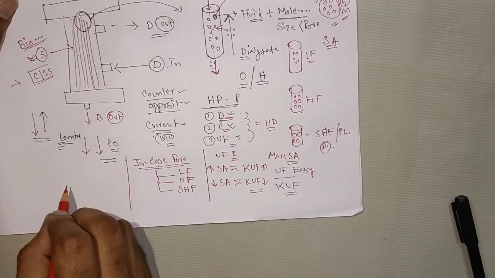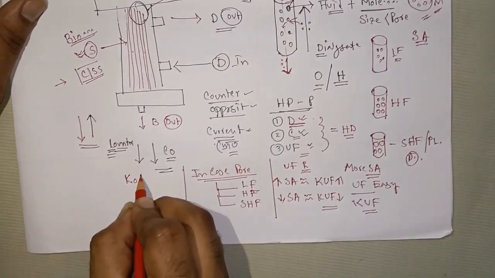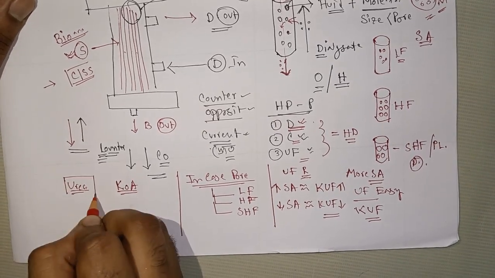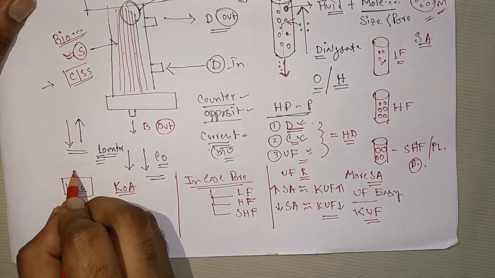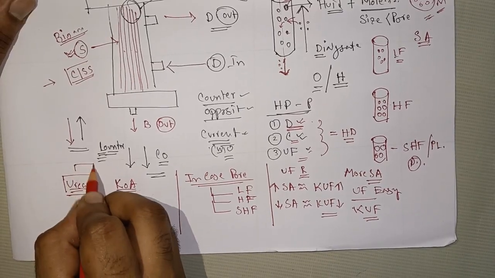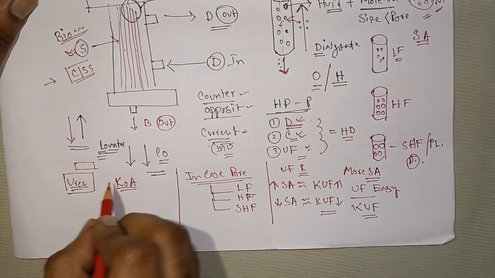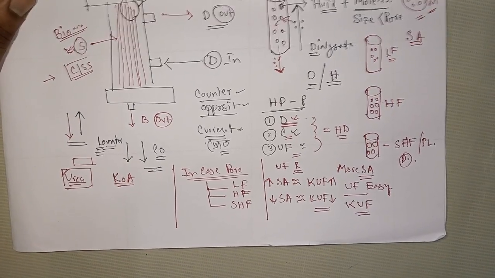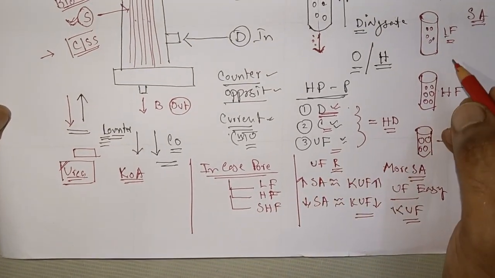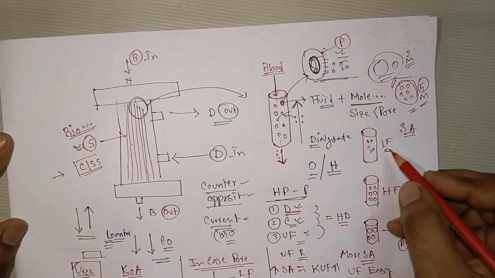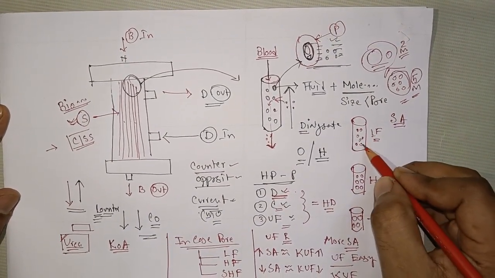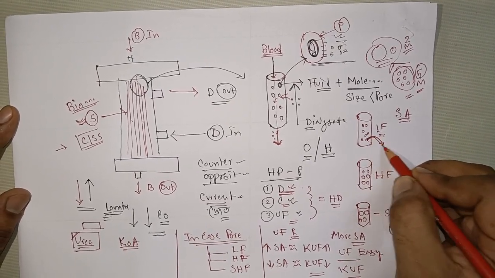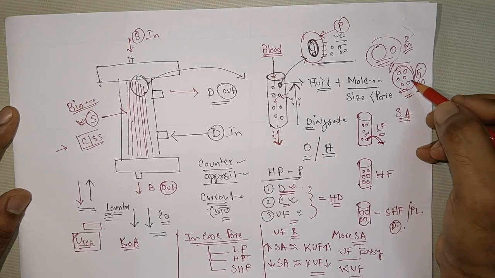And the third part in our topic is KOA. This is called urea clearance. Generally, urea is distributed in the whole body of a patient, so we use urea as a clearance marker. If there are many more pores, then much more fluid will be removed.